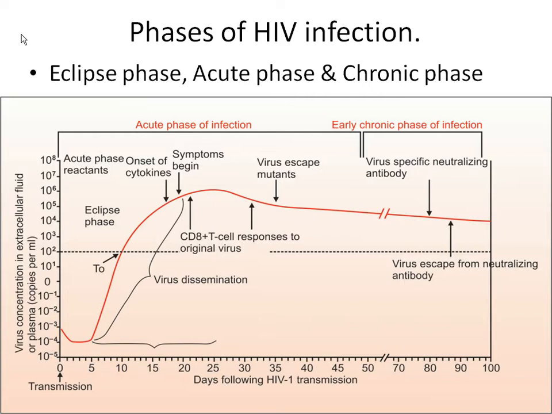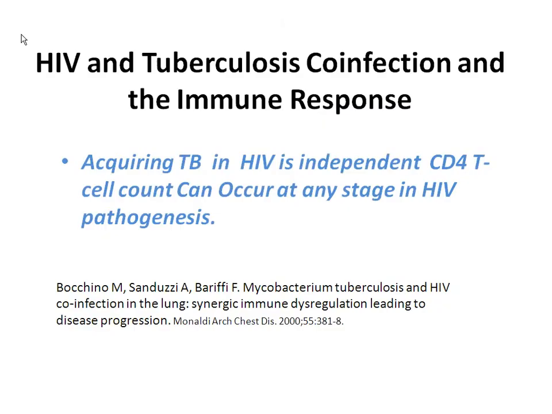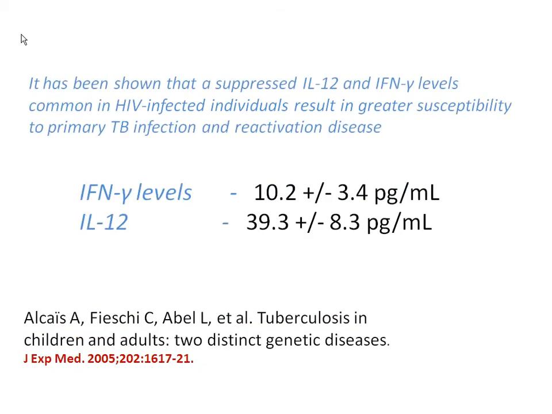But there are many studies which have shown that, although their immune status keeps changing, these patients are equally susceptible to infection with tuberculosis at all stages of the disease. So acquiring TB in HIV is independent of CD4 T cell count and can occur in any stage. What is more important is they have found that there is a correlation to your interferon levels and your interleukin levels rather than to the CD4 level itself.